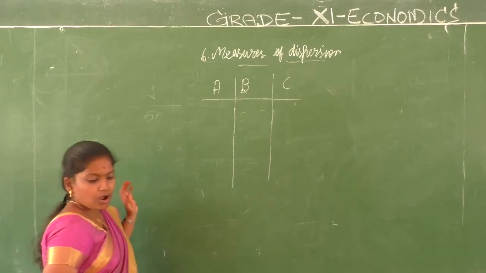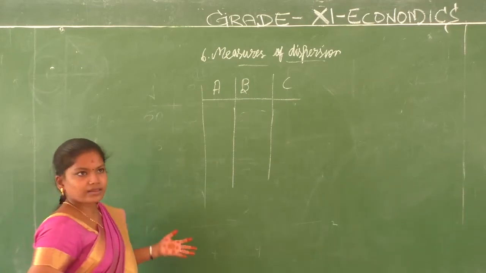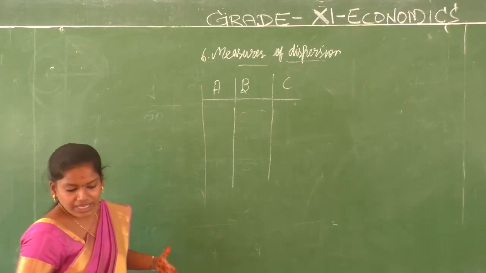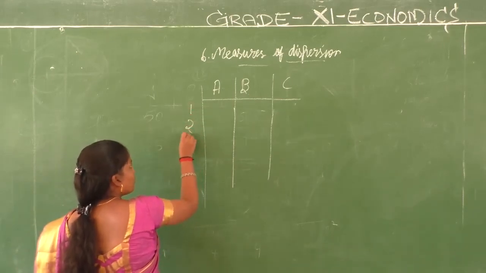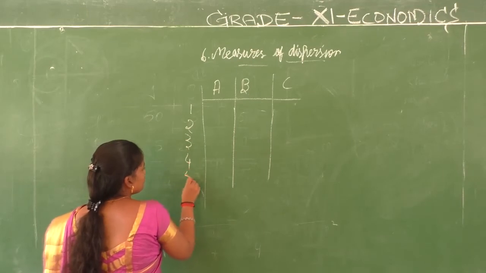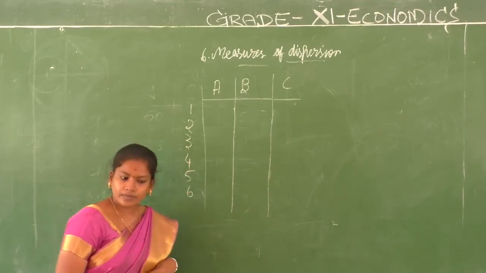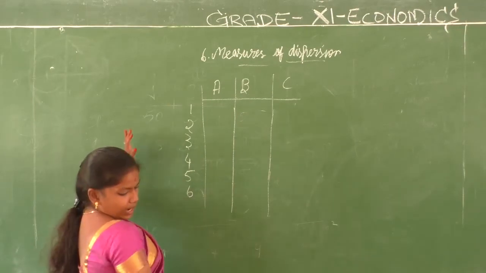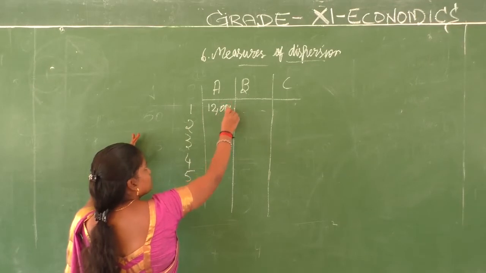Right children? So how many members are in the family, and what are they earning is what we have seen. The maximum members in the family was 6. So 1, 2, 3, 4, 5, 6. Done children? So the first member of Ram's family is earning 12,000.